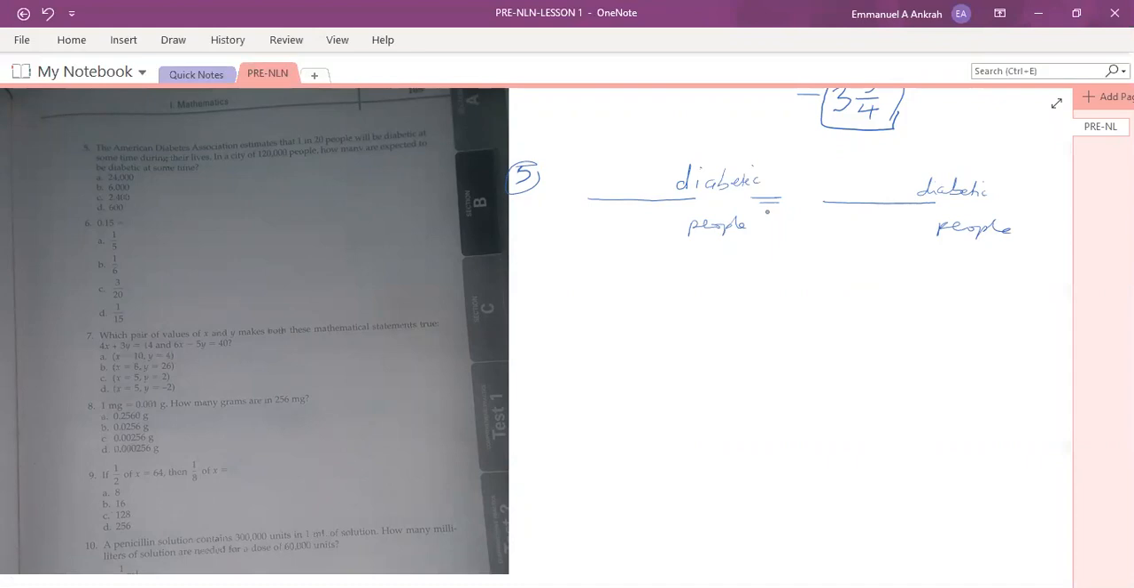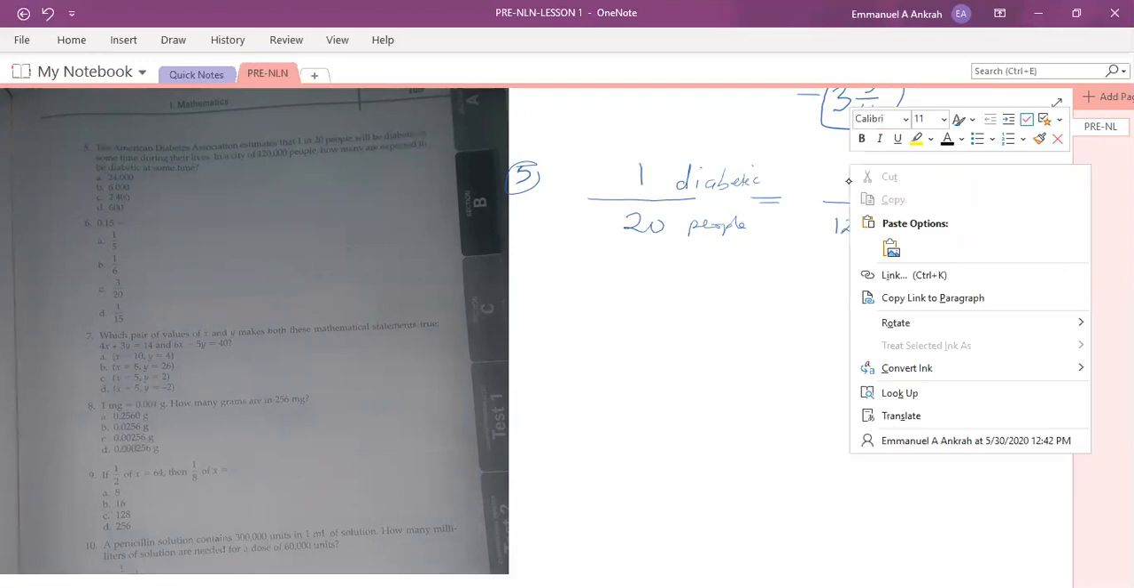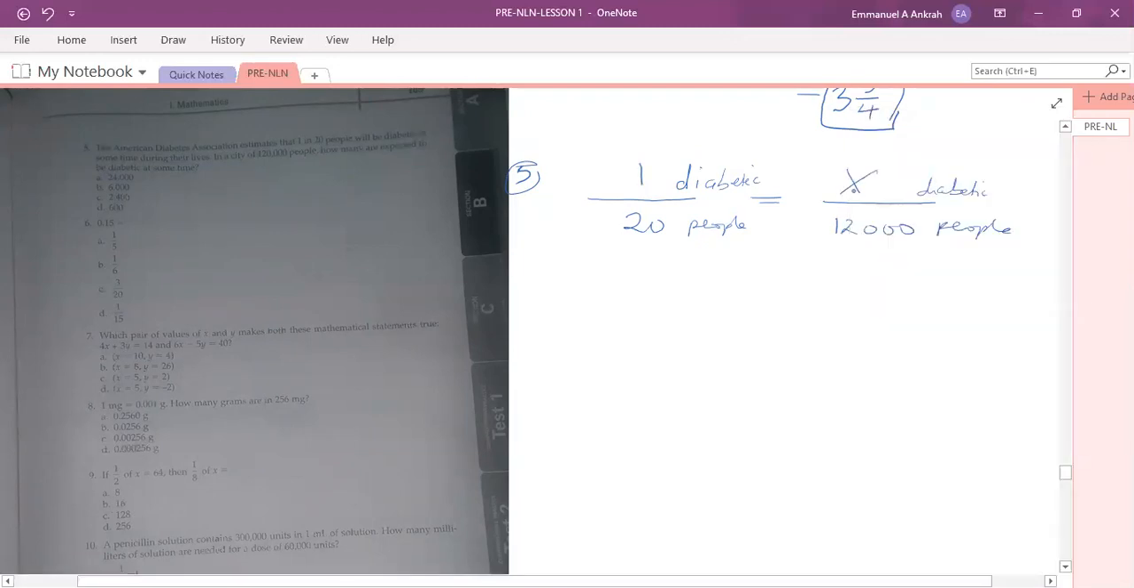Okay, so for the first one, if you have it this way, then you're correct, on the right track. So you have 1 diabetic out of 20 people. So 1 to 20. So the other ratio should be the same thing, diabetic to people. If you're consistent this way, you never go wrong. So here we have people, so the people go here. And then we don't know the number of people who have diabetes, so we can put our X here. So 1 over 20 is equal to X over 120,000. And then you can solve.